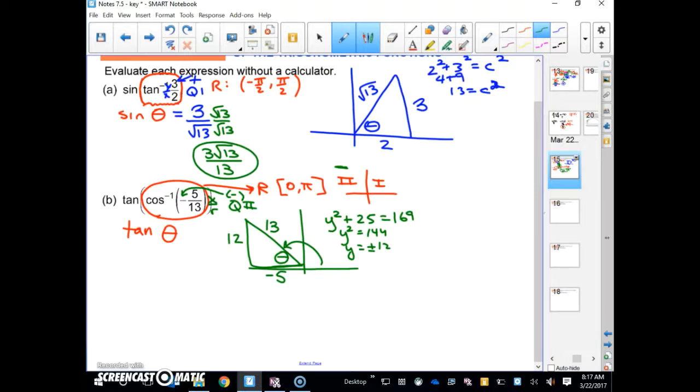So we've got all the hard work done. All we need to do is find this tangent ratio. Tangent theta, remember the ratio for tangent is y over x. So you look at your y over your x, y over x is going to be 12 over negative 5, or negative 12 fifths.